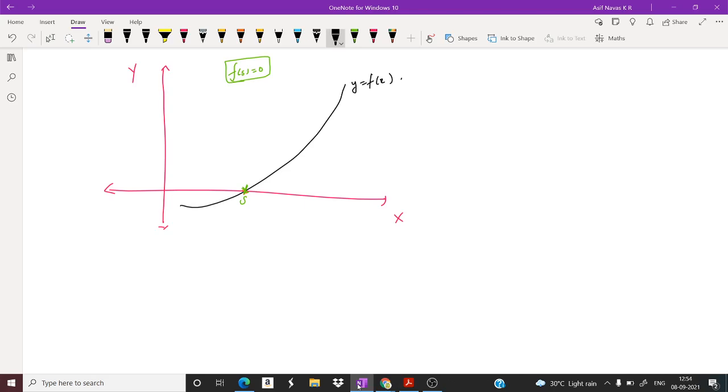we will first find an initial solution x naught. So we will suppose x naught is a point nearer to s, and then we will assume that we will take any value nearer to s. So our first iterated value is x naught, the first value.